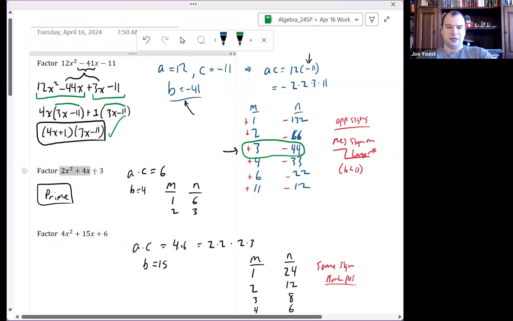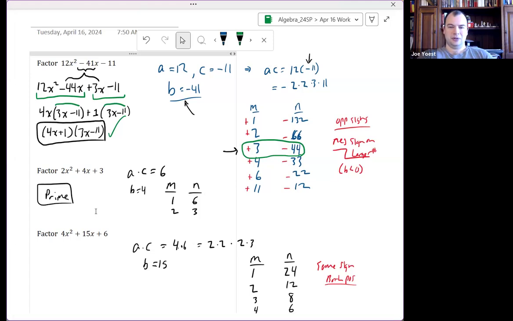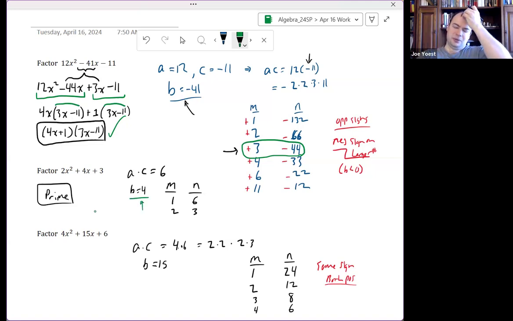For the next problem, 2x squared plus 4x plus 3, this is actually pretty straightforward to come up with my list of m and n. I know that a times c, 2 times 3, is 6. So I'm looking for two numbers that multiply to 6, but that add to 4, that add to b. My possibilities for m and n are 1 and 6, or 2 and 3. I know they have to be the same sign so that their product is positive. They have to add to a positive number, so they've got to both be positive. So I can just leave them as is.